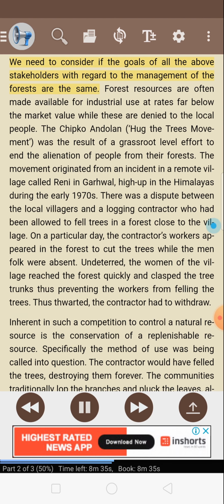We need to consider if the goals of all the above stakeholders with regard to the management of the forests are the same. Forest resources are often made available for industrial use at rates far below the market value while these are denied to the local people. The Chipko Andolan, Hug the Trees movement, was the result of a grassroots level effort to end the alienation of people from their forests. The movement originated from an incident in a remote village called Reni in Garhwal, high up in the Himalayas during the early 1970s.